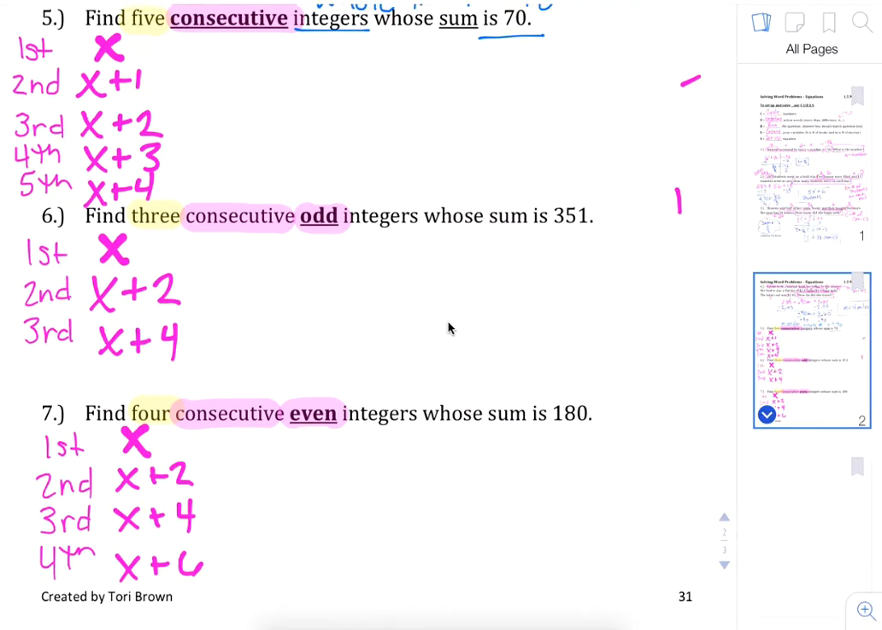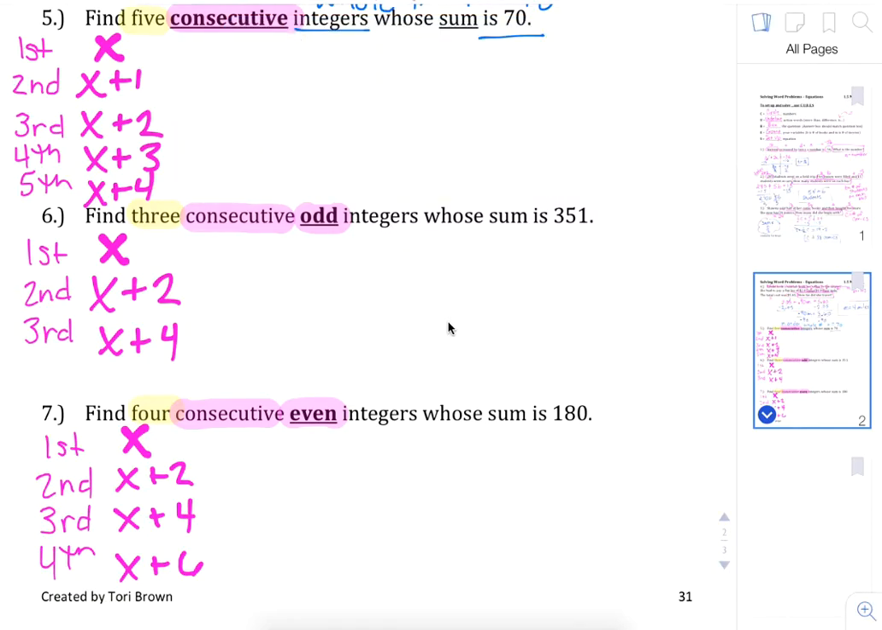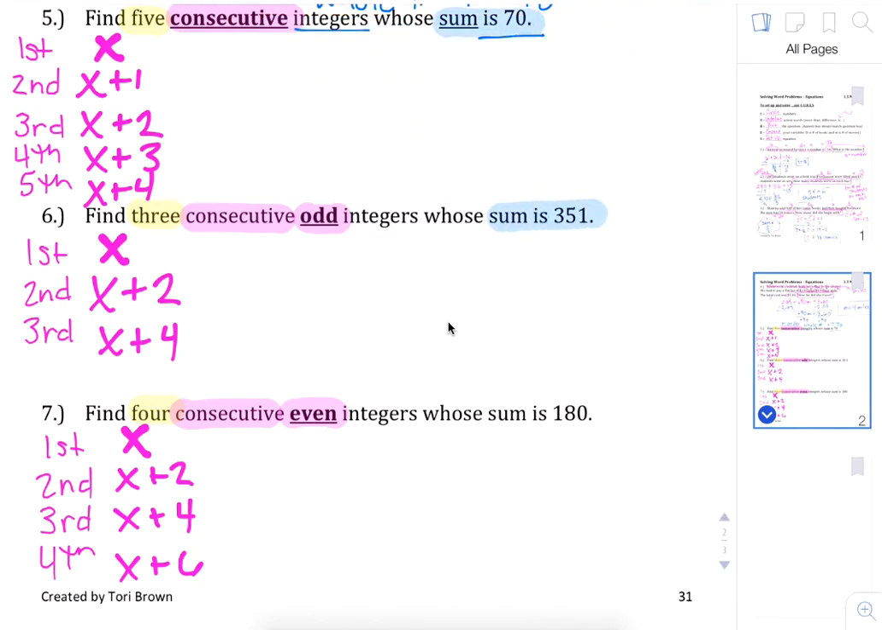All right, so let's talk about setting up the equation. Here's how the equations work. I'm going to highlight this. Okay, we're going to add up everything that you have for like terms and set it equal to this final number. Okay? So in my first problem, I have 5 x's, so 5x plus 1 plus 2 plus 3 plus 4. So that should give me plus 10. And the whole thing's going to add up to 70.